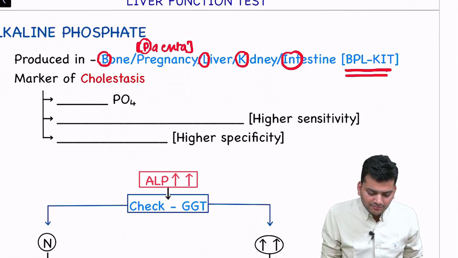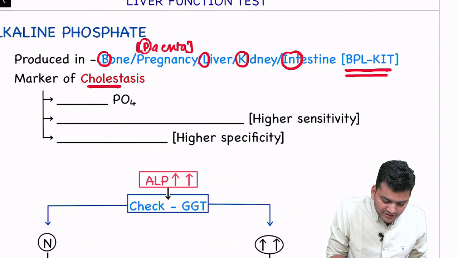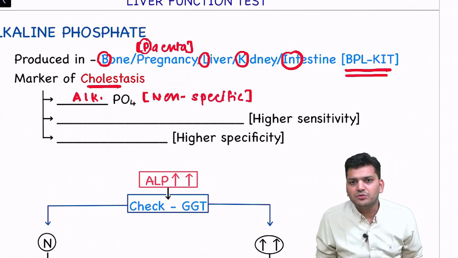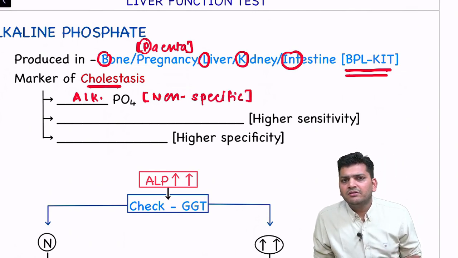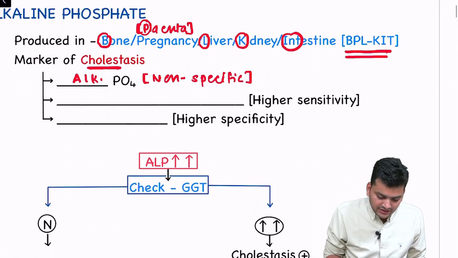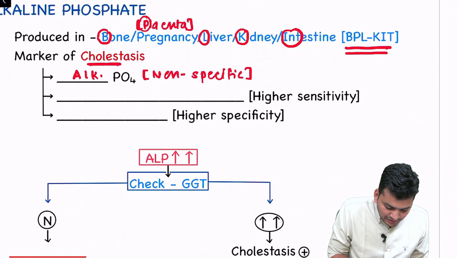So alkaline phosphatase is a marker of cholestasis, but it is not very specific. It is non-specific because it can be increased in several other injuries of other tissues. So what are the other markers that we can use for cholestasis? The other markers that we can use are GGT, gamma glutamyl transferase.